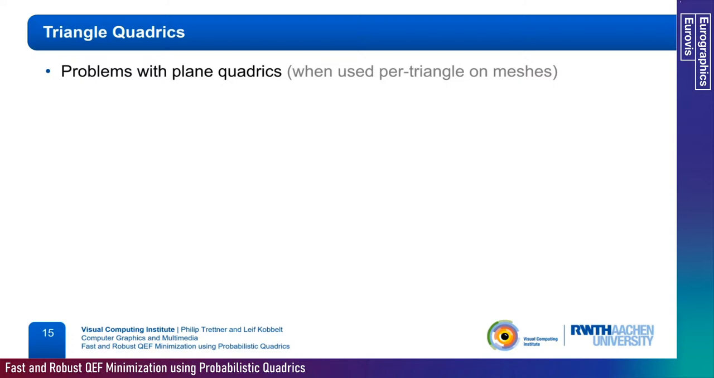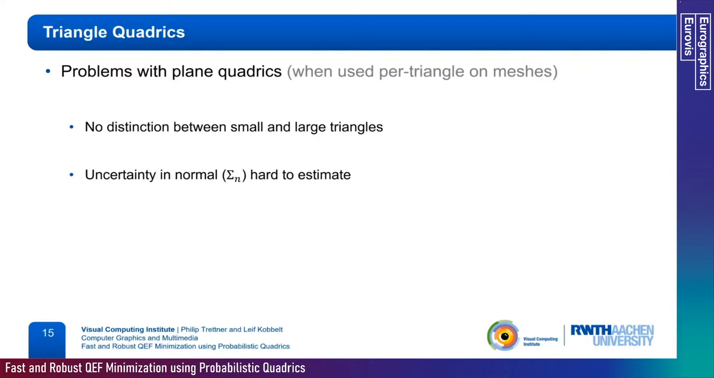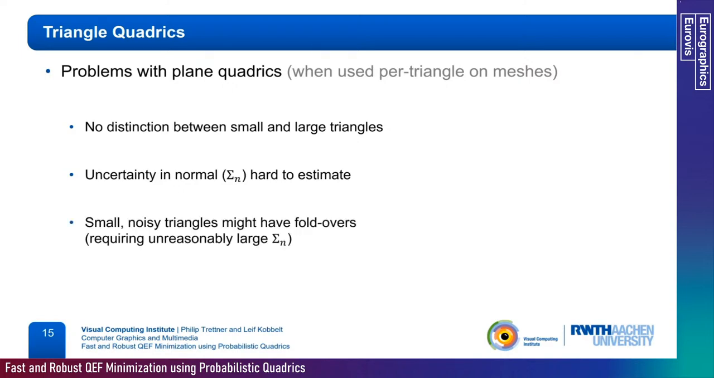Especially if you use them per face on a mesh, you run into a few problems with the plane quadrics. First, there's no distinction between small and large triangles, and the triangulation has a larger impact on the quadrics. Second, you need to estimate the uncertainty of your normals, which can be quite hard because the noise on a mesh is usually given per vertex and not on the face normals. This also leads us to the third problem: if you have small and noisy triangles, it's easy to get flips and foldovers, which basically require you to have a really large covariance in n, because now the normal is not reliable at all.